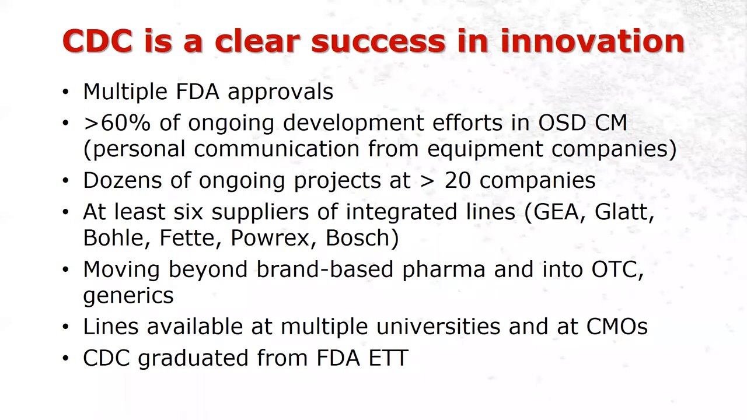There are dozens of projects at innovators, at least 20 companies, probably more than that. There are at least six established suppliers of integrated technology, meaning you can go to all of these companies and buy an integrated system. You have to then spend time and effort making it work. But the reality is that as a technology source, there is an established community. I might be forgetting one or two, in fact, but this is by my last count.